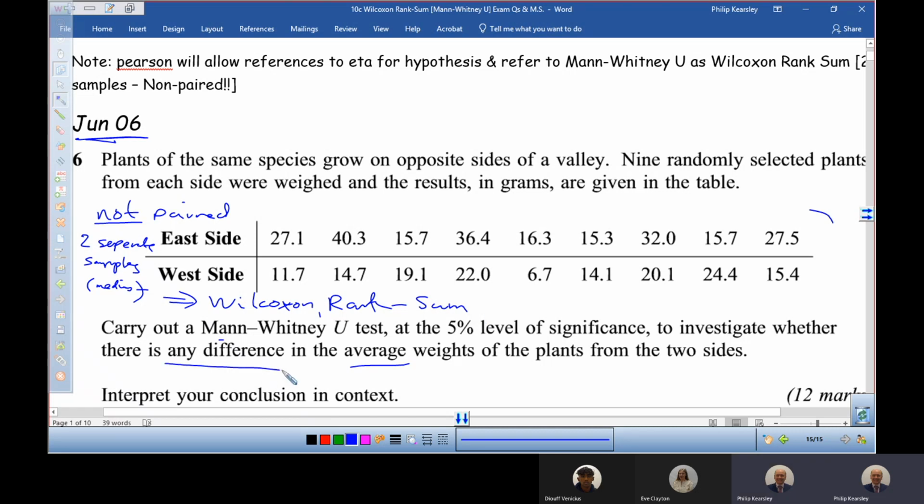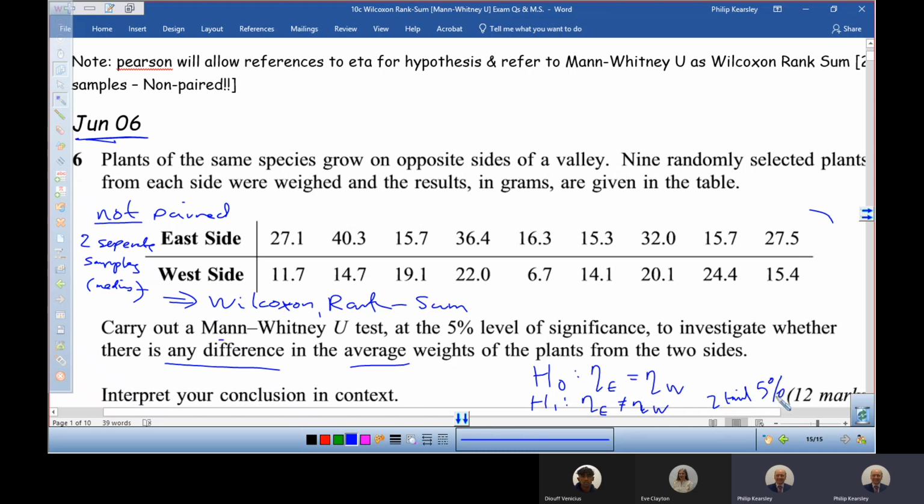Any difference? Because you've got two separate samples, you have two separate medians. The median for the east side is equal to the median for the west side. So two separate samples, two separate population medians. It's a two-tailed test that just says any difference. So two-tailed 5% might be worth making a note of.